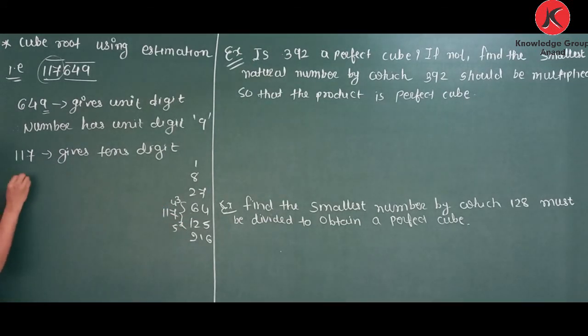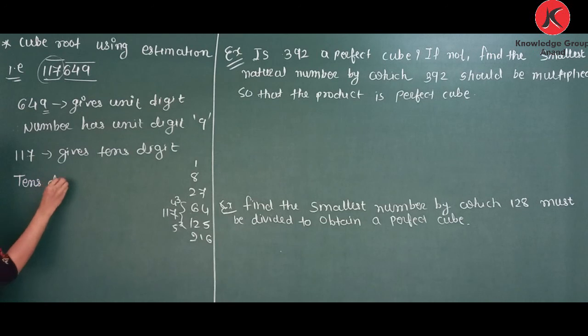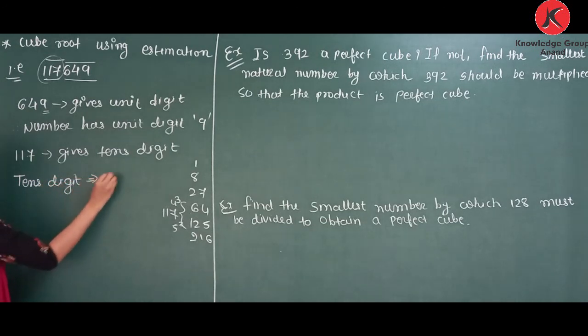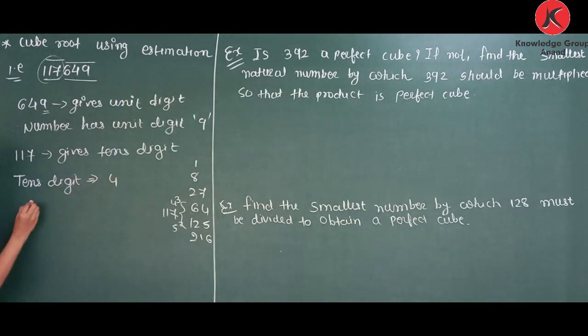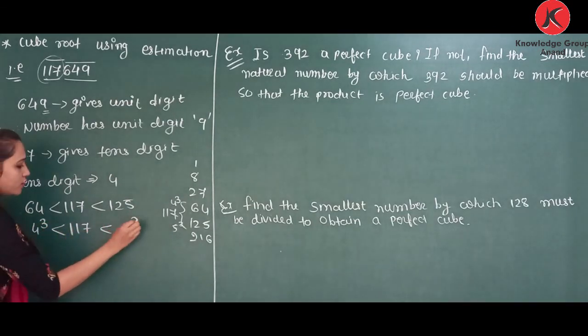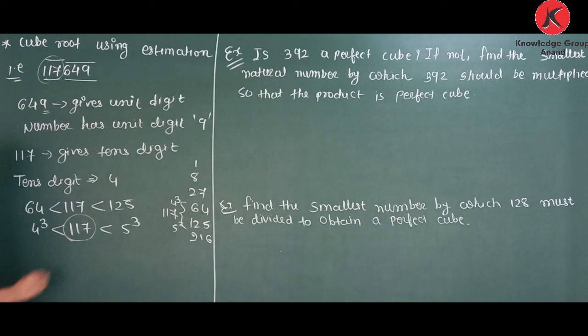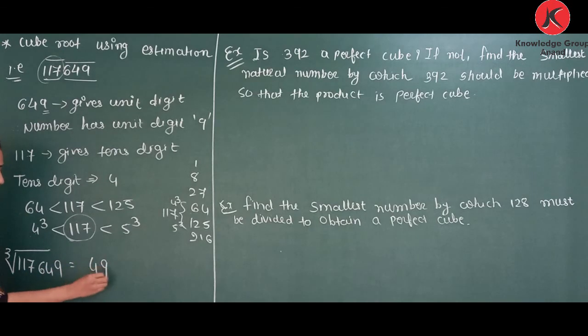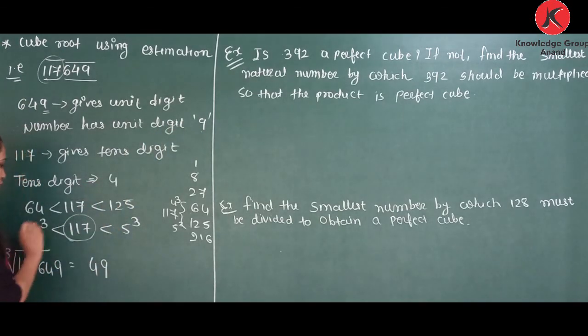So the tens digit is 4. Why? Because 117 is between 64 and 125, so that is 4 cube. So that's why 117 is estimated as 4 cube. So that's why the cube root of 117649 is 49. 4 is the tens digit and 9 is the ones digit.